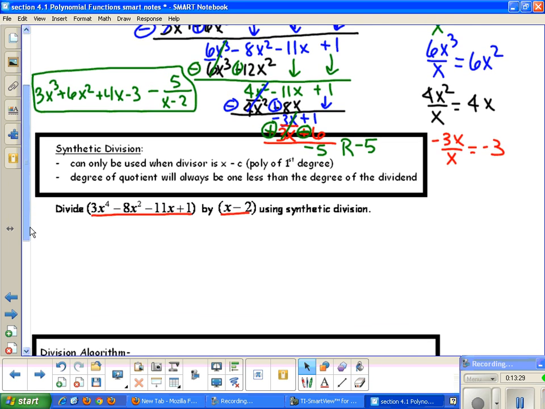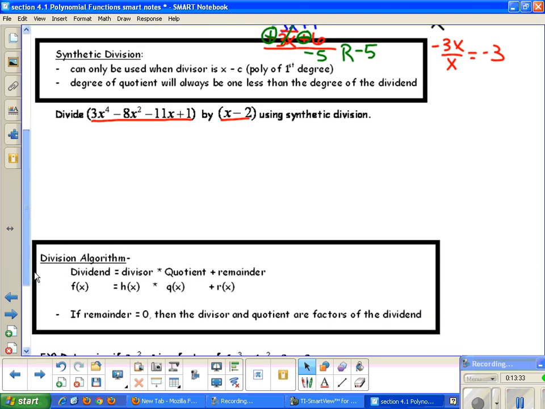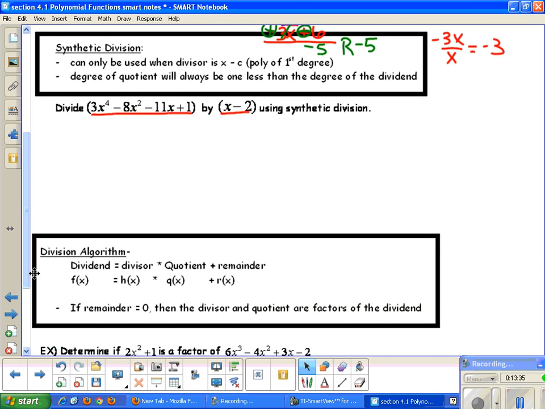Also remember, when you're doing synthetic division, it has to be in the form of x minus c. So your coefficient in front of your divisor has to be also 1. If it's not, you have to change it so that it is 1. So in this case, we want to divide this polynomial by x minus 2 using synthetic division. And notice that this problem is the same as the last one. It's just that now we're going to do synthetic division.